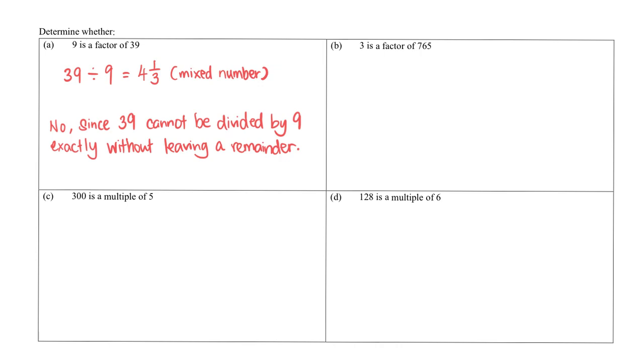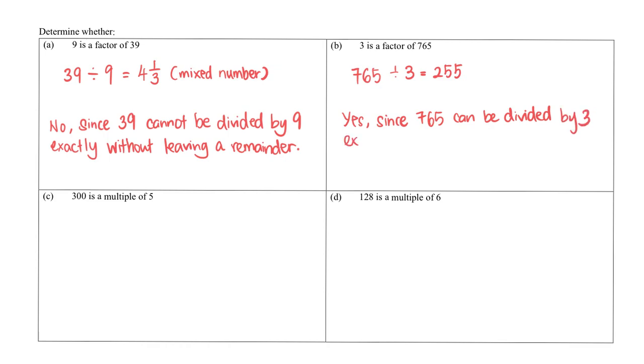So using the same method, let's try out part B. 765, I'm going to attempt to divide by 3. And this gives me a whole number, meaning that there is no remainder. And therefore, yes. 3 is a factor of 765 since 765 can be divided by 3 exactly.